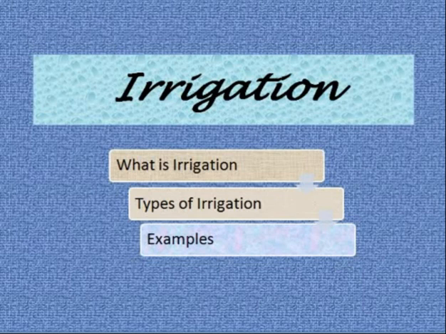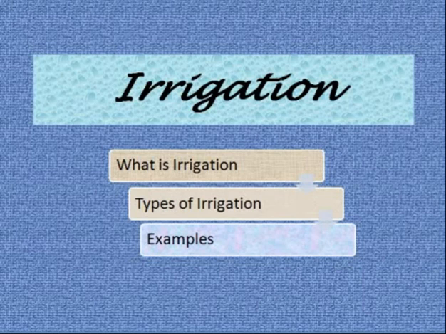I am Devansh Pathak and today we are going to start our very important topic of class 8 science chapter number 1, and our today's topic is irrigation. Now this topic is very important and it will come in your syllabus. So in this video we are going to talk about what is irrigation, types of irrigation and some of their examples. So without wasting any time, let us get in our today's video.